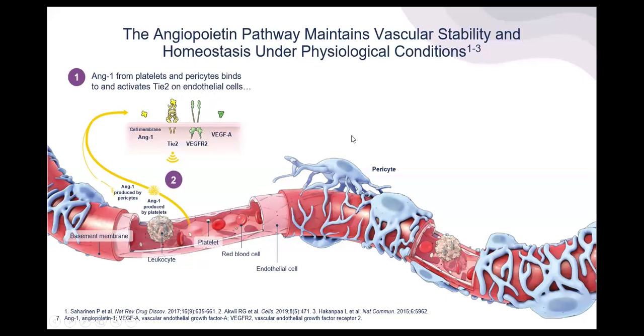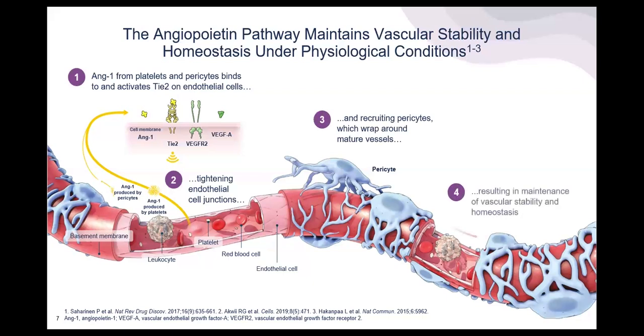What does tyrosine kinase 2 do? It tightens endothelial cell junctions, so you end up with less leakage of fluid material at capillary level exactly. And you also end up with more migration of pericytes, which wrap themselves around the endothelial cells and support the endothelial cells, reducing the chance of leakages of vascular components. And you also have better vascular stability and homeostasis. So you see, this is the normal state of affairs which you'd expect to have.